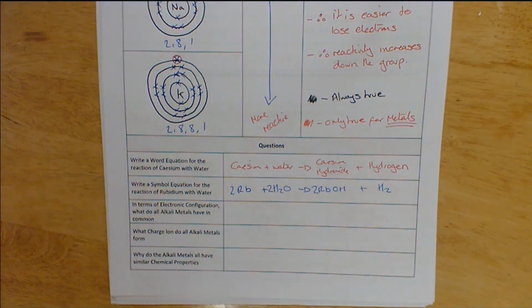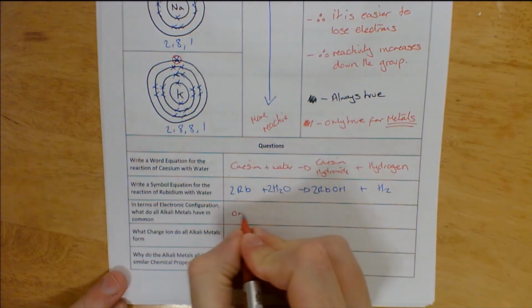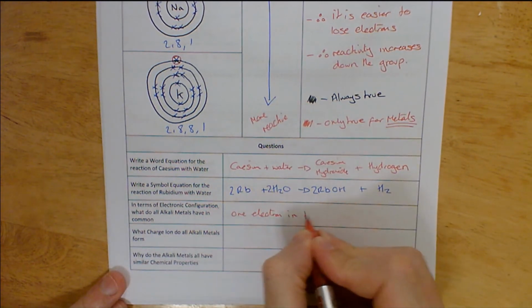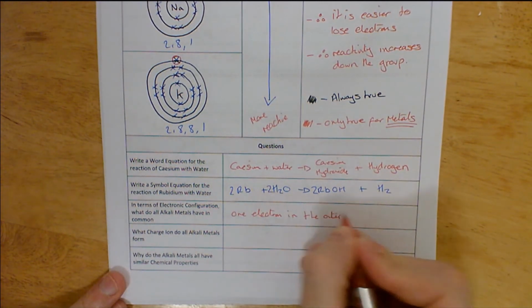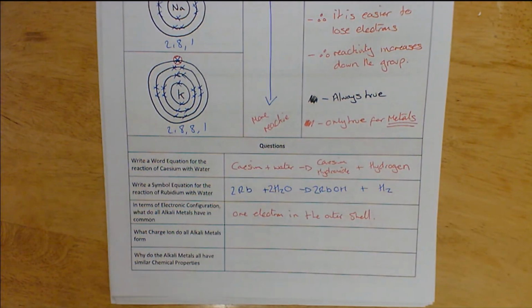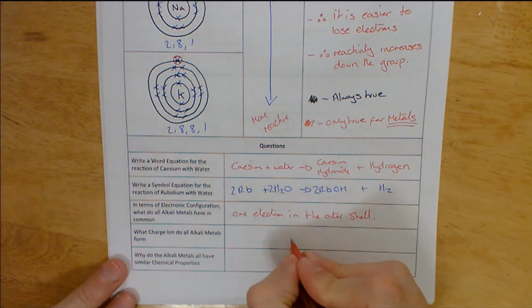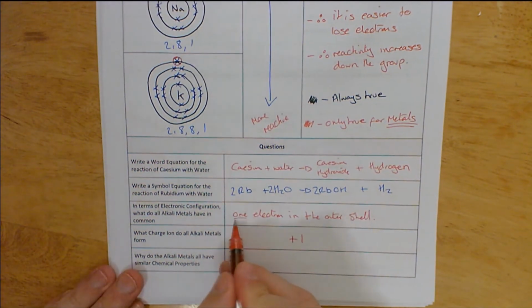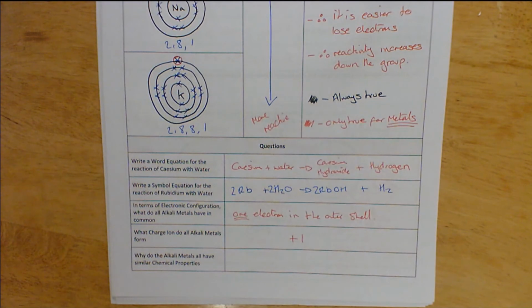In terms of electronic configuration, what do all the alkali metals have in common? They have one electron in the outer shell. What charge ion do all alkali metals form? Well, they've only got one in the outer shell, so they form a charge of +1 because they are metals. They lose electrons to become positive, and because they've only got one electron in the outer shell, they become +1.